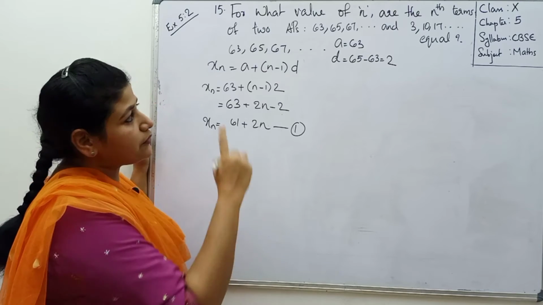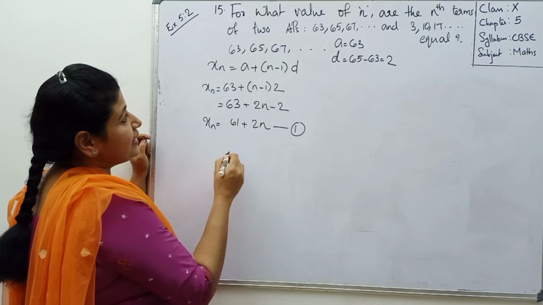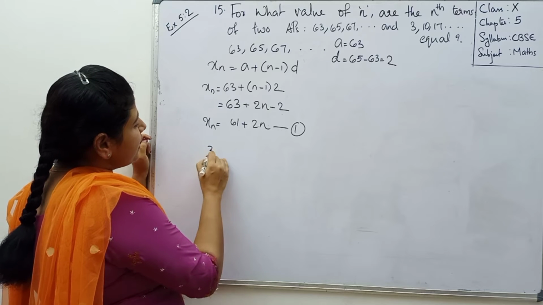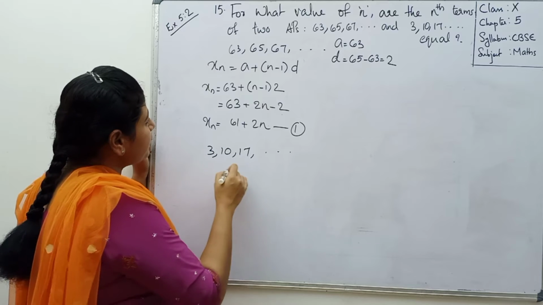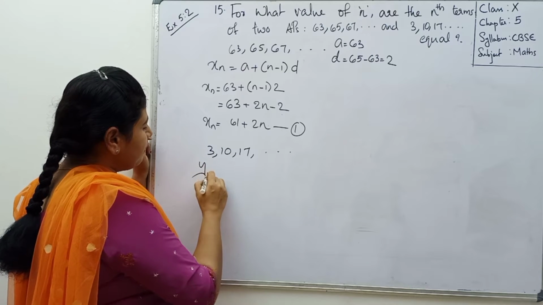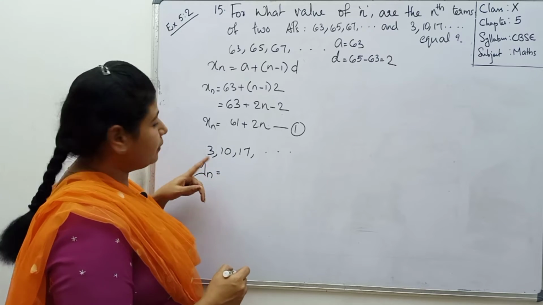Now find out the nth term of second progression. Second progression can be taken as 3, 10, 17, etc. Okay. In this case also, we can find out. I am assuming that yn is the nth term of this sequence.